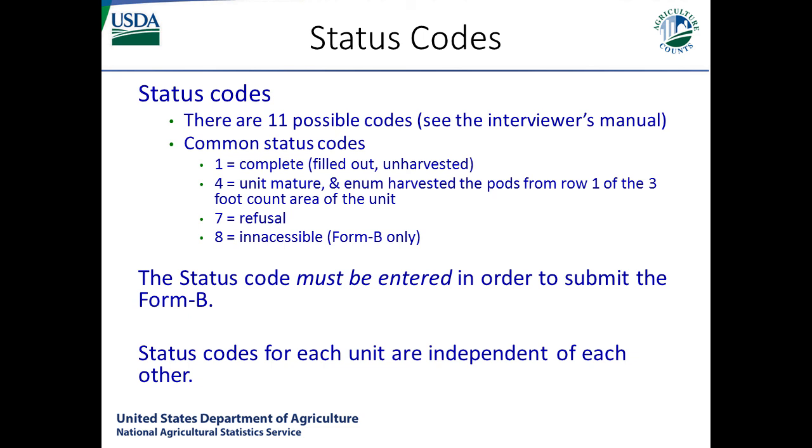These are the most common status codes that you will use. For each unit with status code 1, a Form B is expected the next month for that unit. For a sample where both units are status code 4, a Form B is not expected the next month. For refusals, the status code for each unit will be 7. No Form B is expected next month. For units with status code 8, a Form B is expected next month.